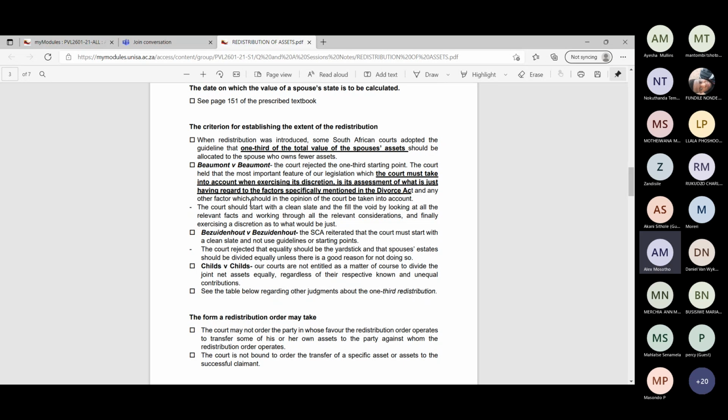So the court can refuse to distribute assets. In the Beaumont case, they held that what the court must take into account when exercising its discretion is an assessment of what is just, having regard to the factors specifically mentioned in the Divorce Act. Those factors are also in this summary. And then in the Basildon Haiti case, the Supreme Court of Appeal reiterated that the court must start on a clean slate and not use guidelines or starting points.